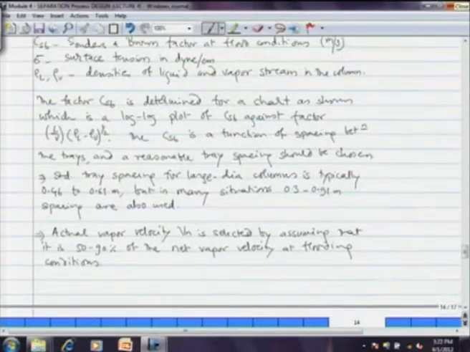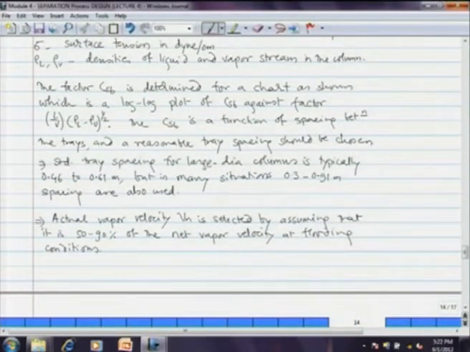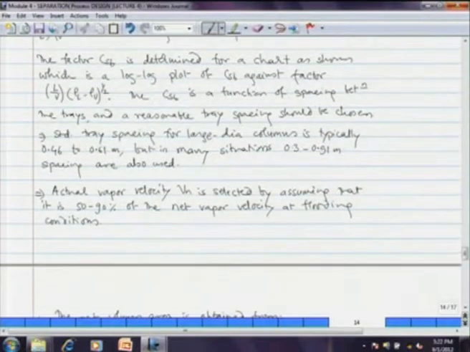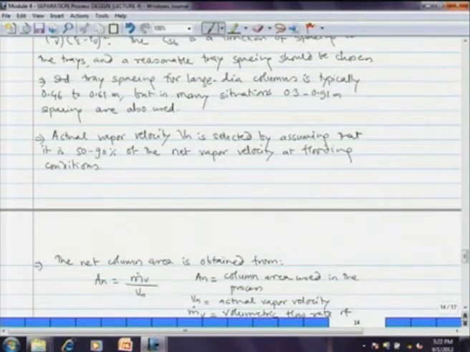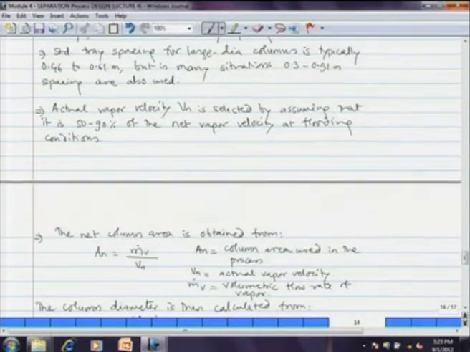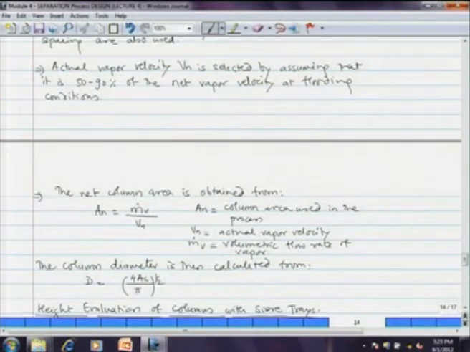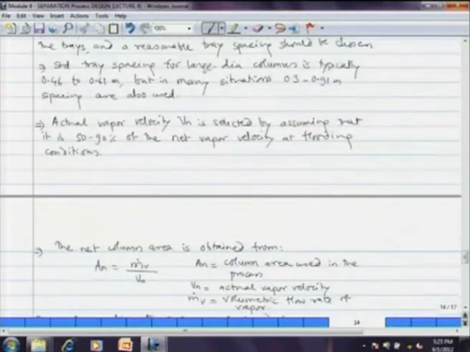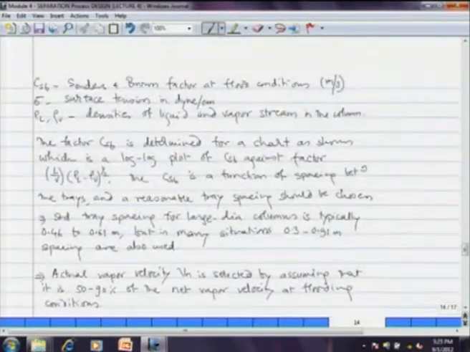Now, standard spacing between the trays for a large diameter column is typically 0.46 to 0.61 meters, so let us say approximately 1.5 to 2 feet, but in many situations 0.3 to 0.91 meter spacing is also used, somewhat larger spacing, so that there is enough space to enter the column and clean the column at the time of startup. The actual vapor velocity Vn is selected by assuming that it is 50 to 90% of the net vapor velocity at the flooding condition.